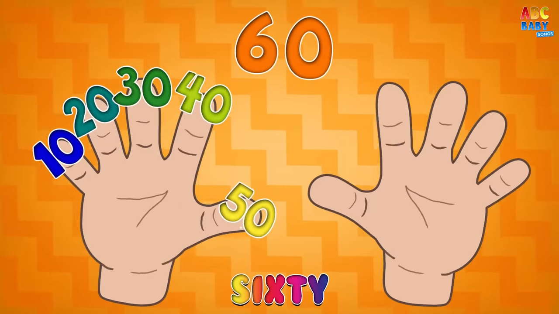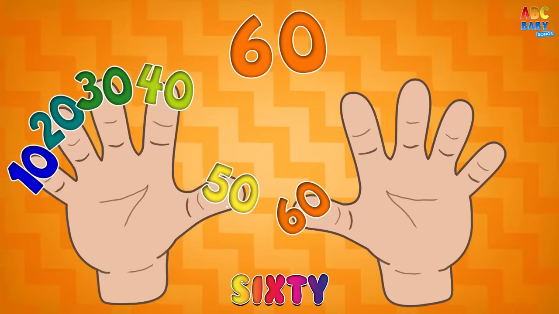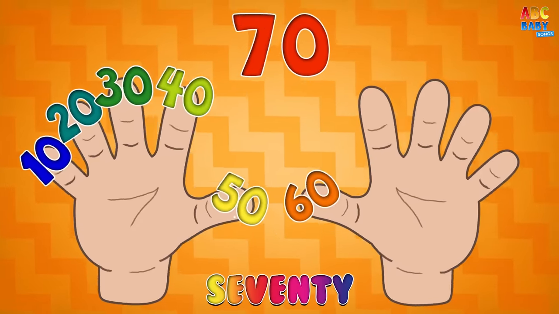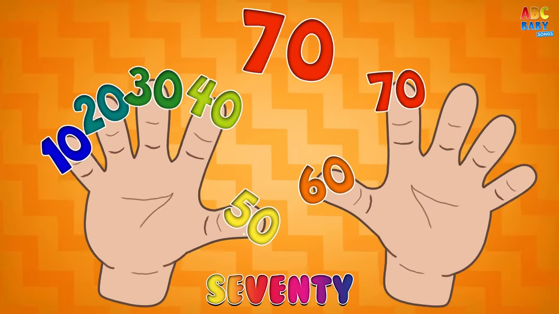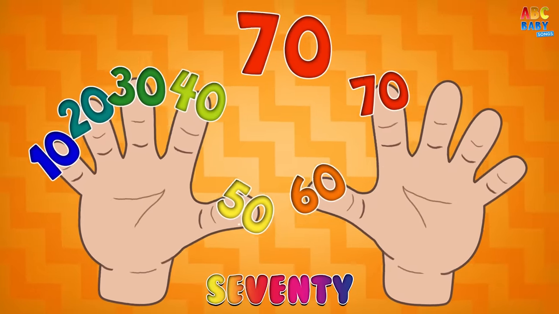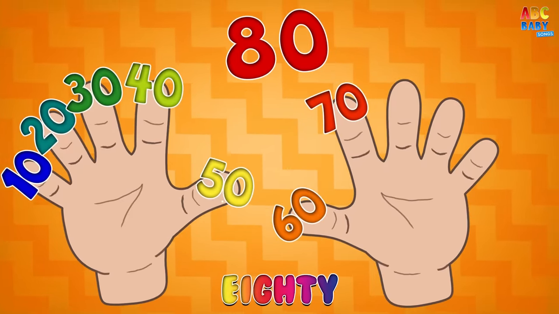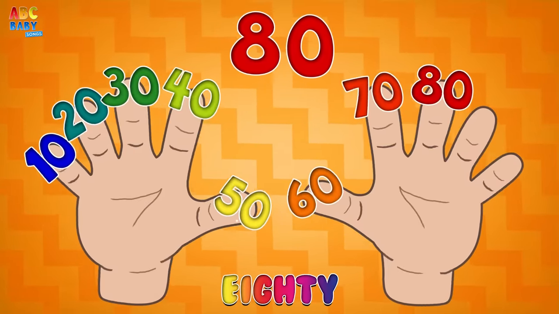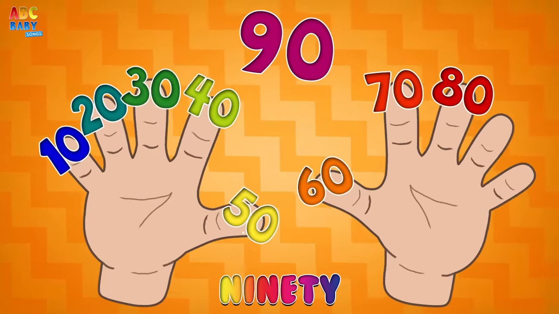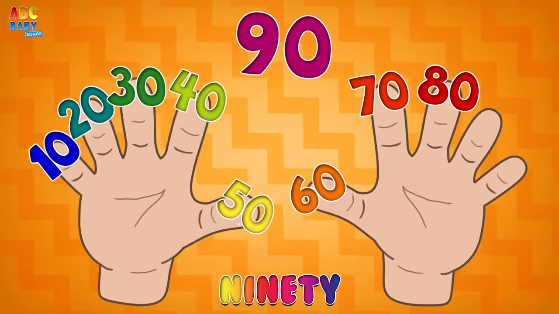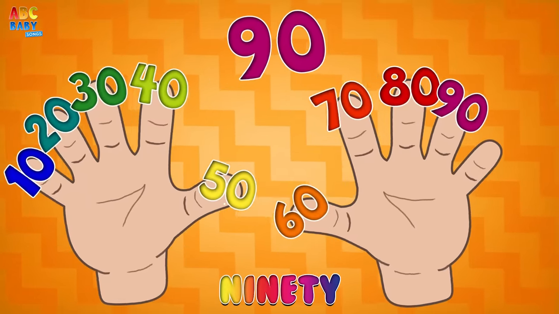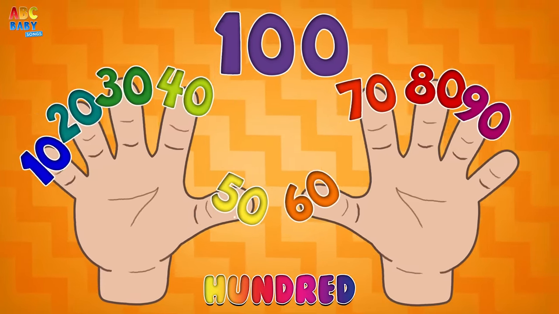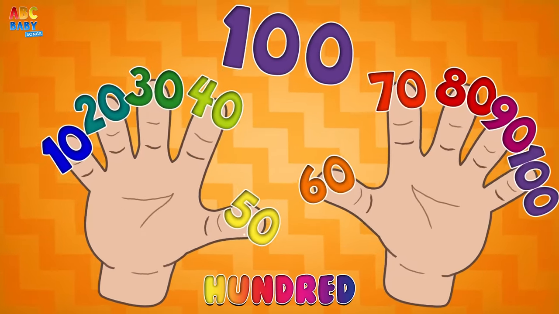60, 60, where are you? Here I am, how do you do? 70, 70, where are you? Here I am, how do you do? 80, 80, where are you? Here I am, how do you do? 90, 90, where are you? Here I am, how do you do? 100, 100, where are you? Here I am, how do you do?